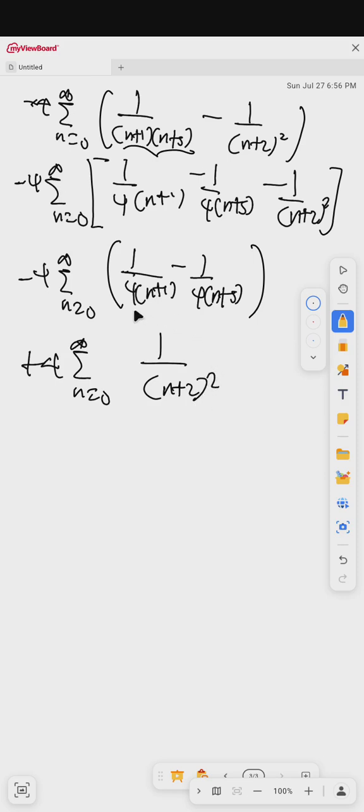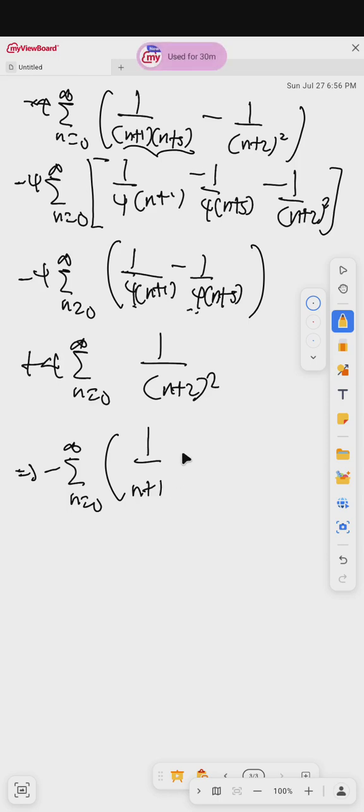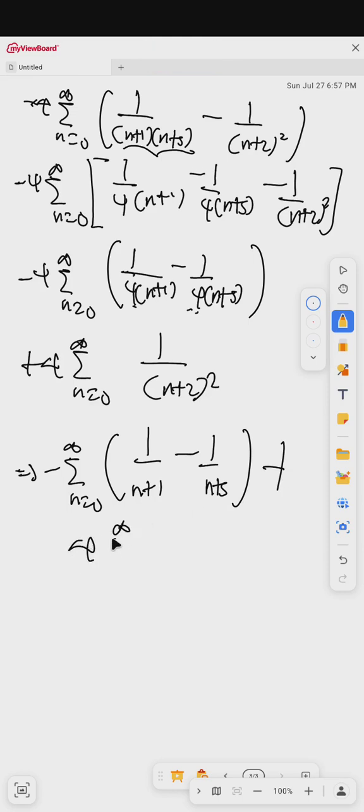Okay, so you can factor out this 1 over 4. If you factor out 1 over 4, 4 is going to cancel out 4. So what we are going to have now will be negative summation of n from 0 to infinity into bracket 1 over (n plus 1) minus 1 over (n plus 5), plus 4 multiplied by the sum of n from 0 to infinity of 1 over (n plus 2) raised to the power of 2. Now, beautiful.